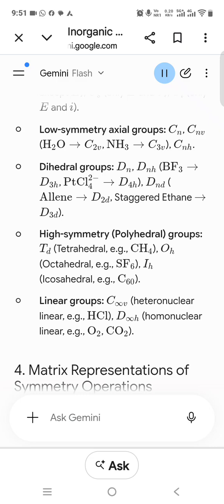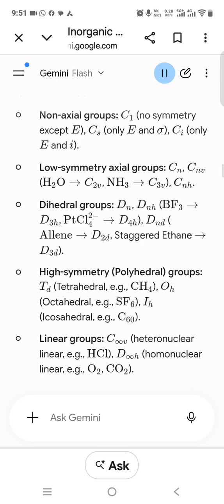High symmetry, polyhedral groups: T_d, tetrahedral, e.g., CH_4. O_h, octahedral, e.g., SF_6. I_h, icosahedral, e.g., C_60. Linear groups: C_∞v, heteronuclear linear, e.g., HCl. D_∞h, homonuclear linear, e.g., O_2, CO_2.